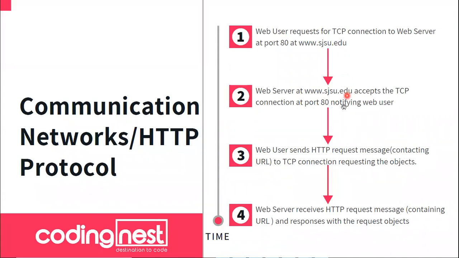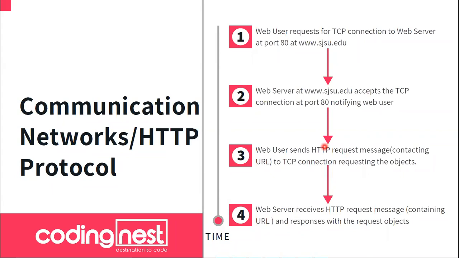Once that connection is there, the web user, which is your client, sends an HTTP request message. It could be a GET request, a POST request, a PUT request, anything, over your TCP connection, requesting a particular object. An object could be anything, basically a particular page or data from that server. Then the web server receives the HTTP request message and responds with the required objects, because a connection has been established between your client and the server. So it's a to-and-fro process.